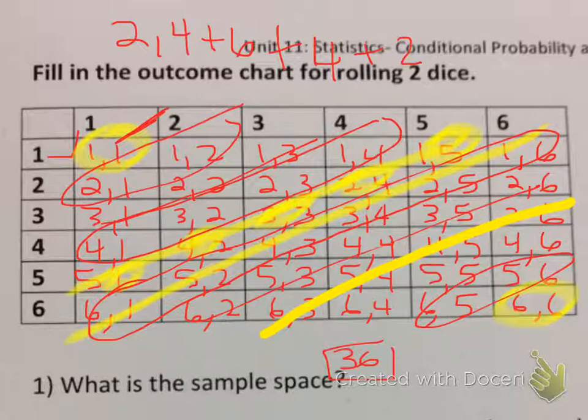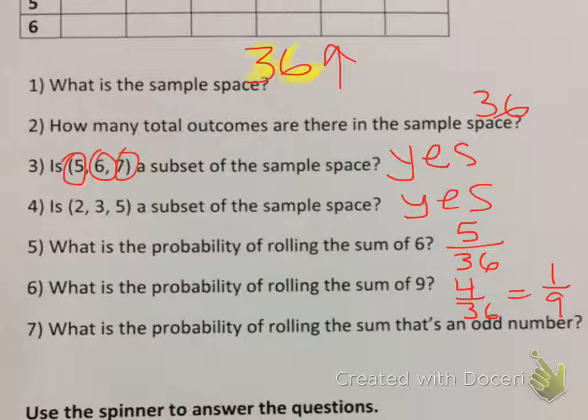So if I add those together, I'd have 2 plus 4, which is 6, plus 6, which is 12, 13, 14, 15, 16, 17, 18. So a total of 18 ways to roll out of 36, and that would really reduce to be 1/2.